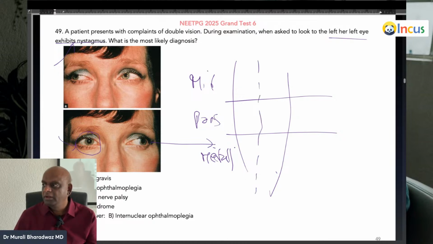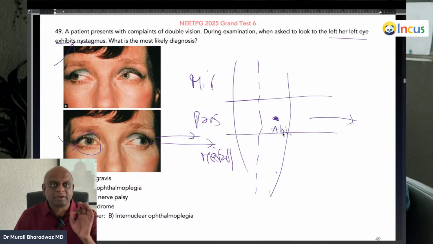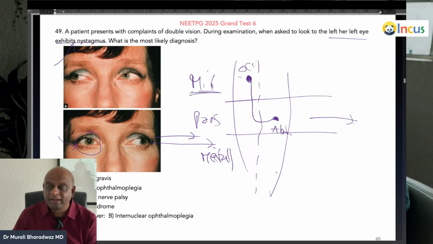So, central line. If you are looking towards the left side, this person is looking towards the left side. So on the left side the abducens gets activated. Then it will pass the information to the right side oculomotor nerve, which is there in the midbrain. Then only this eye can adduct.